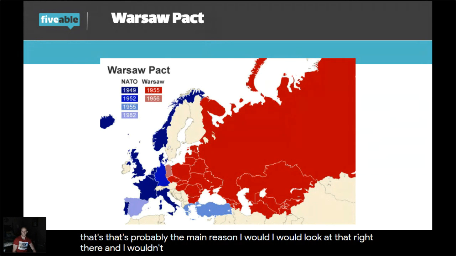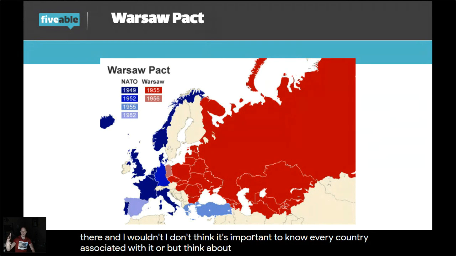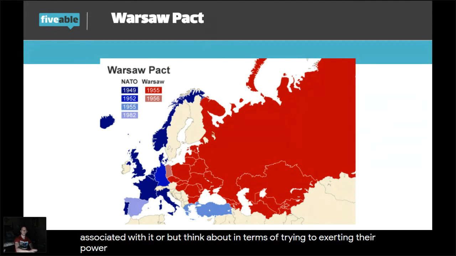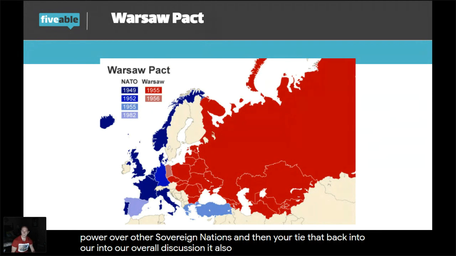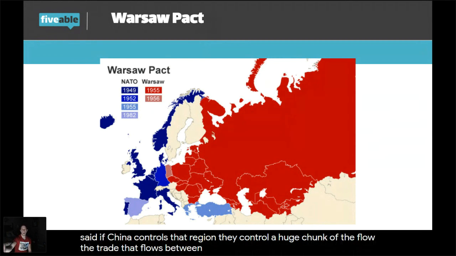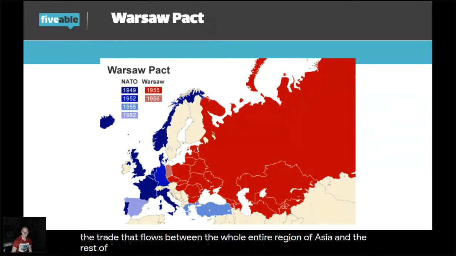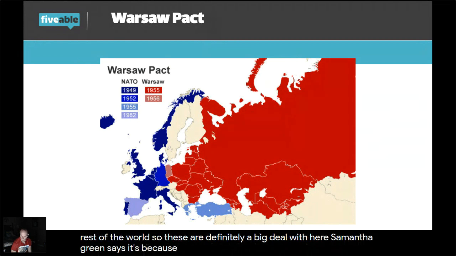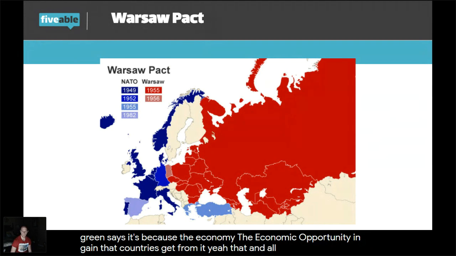And I don't think it's important to know every country associated with it, but think about it in terms of China exerting their power over other sovereign nations, and then tie that back into our overall discussion. It also has to do with economics. Like I said, if China controls that region, they control a huge chunk of the trade that flows between the whole entire region of Asia and the rest of the world. So these are definitely big deals here. Samantha Green says it's because of the economic opportunity and gain that countries get from it. Yeah, that, and also the sovereignty portion that we just mentioned.